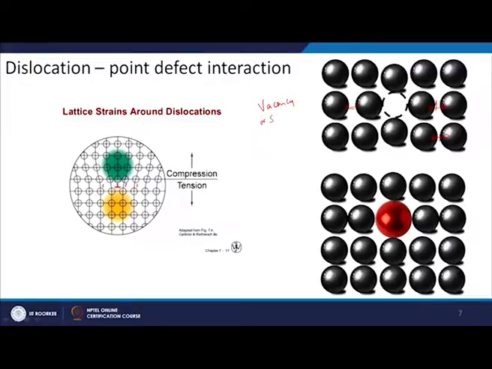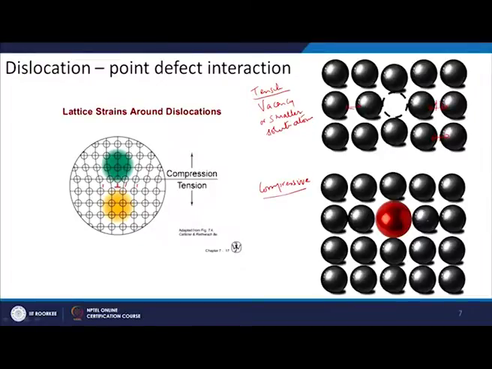or smaller solute atom. So, in this case I have tensile strain field, in this case I will have compressive strain field.